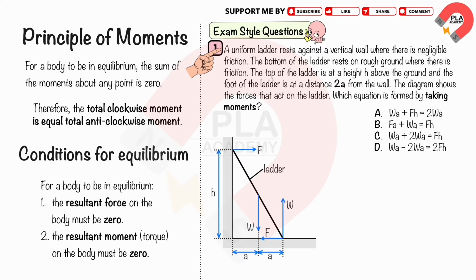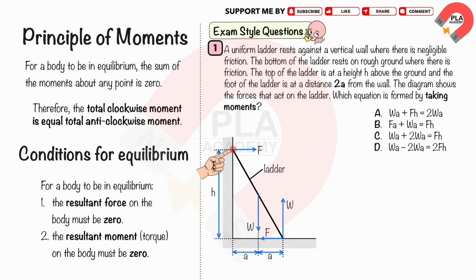Exam-style question 1. A uniform ladder rests against a vertical wall where there is negligible friction. The bottom of the ladder rests on rough ground where there is friction. The top of the ladder is at a height h above the ground, and the foot of the ladder is at a distance 2a from the wall. The diagram shows the forces that act on the ladder. Which equation is formed by taking moments?